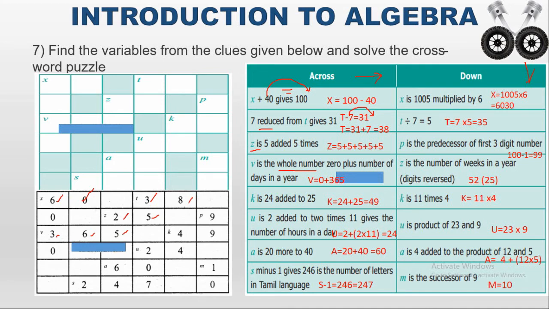K is 24 added to 25. So that is K equals 24 plus 25. So 24 plus 25 is 49. So the K value here is 49.